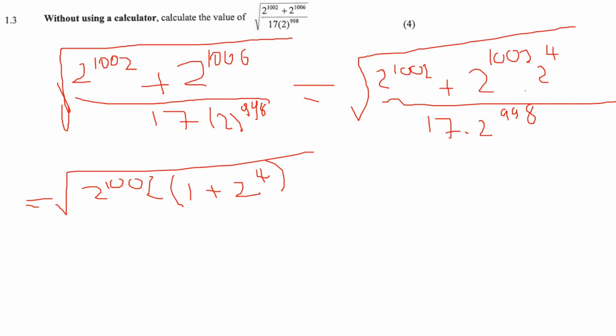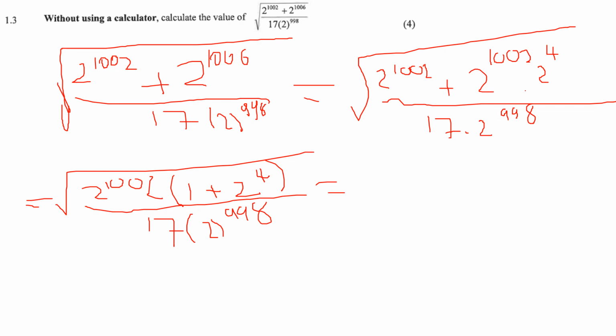Now you have to divide with what? We divide by 17 times 2 all to the power of 998. Okay, so now we can simplify this one that's here on the inside. So it's basically 2 to the power of 4. We know 2 to the power of 4 is equal to 16, plus 1, then it's going to be 17.